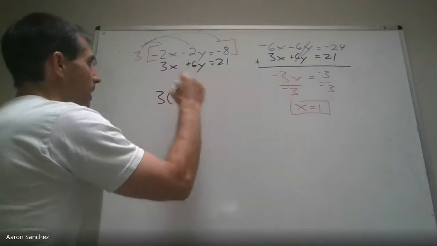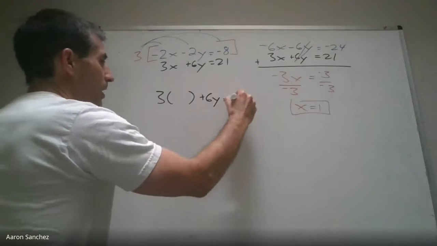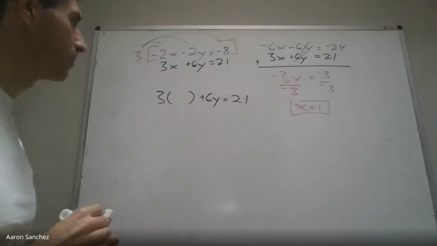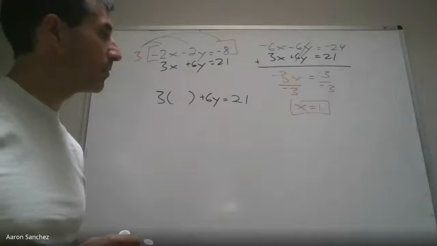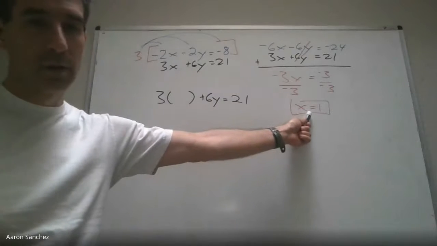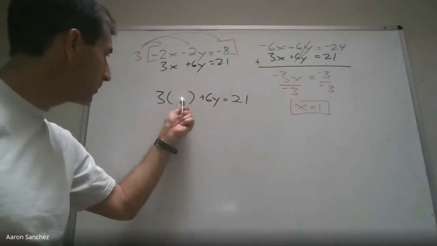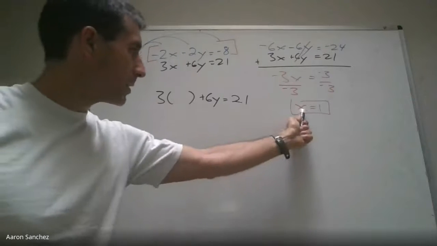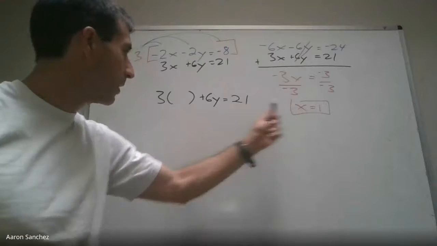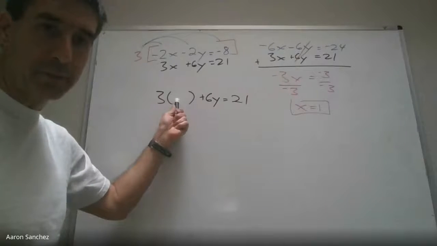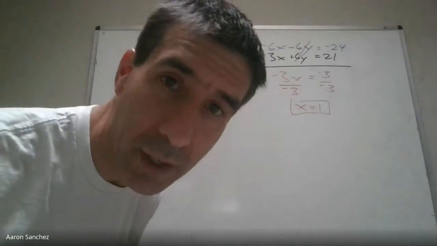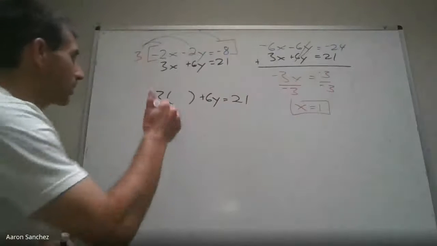So David, look, are you watching? I say 3 times x plus 6y. I got a question for you, David. Why did I not put the x there? I'll give you a hint. Because I have x is equal to 1. So instead of x, what am I going to put here? 1, because x is equal to 1. That's why we do it. That's the whole idea of substitution.